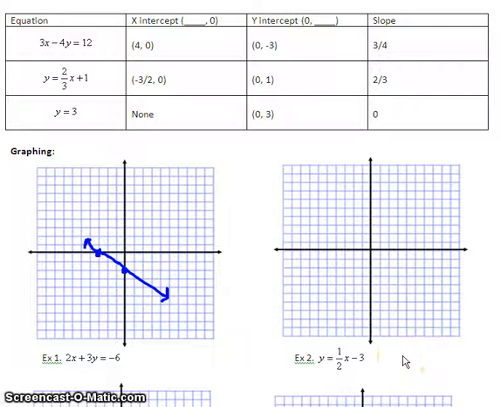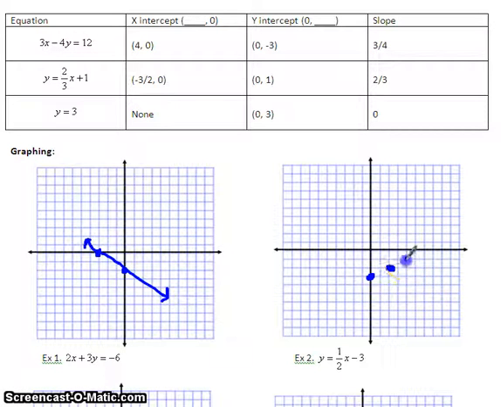For slope-intercept form, like this second example here, we're going to start by graphing the y-intercept, which is your b value here, down at negative 3. Once you have that graphed, you can use the slope to get a second point. You do your rise up 1 over your run to the right 2, because that's the positive direction there. So the rise was up 1 over 2.